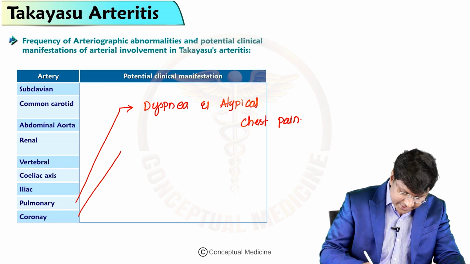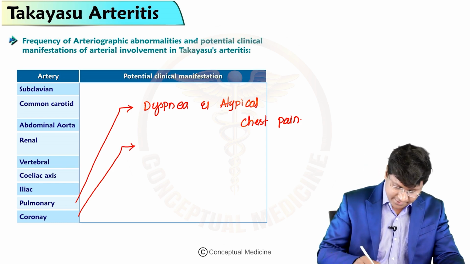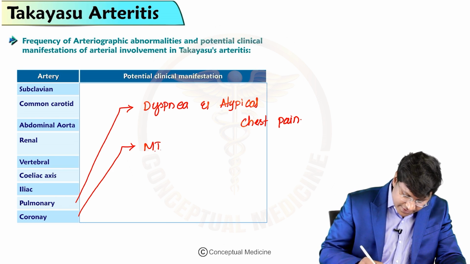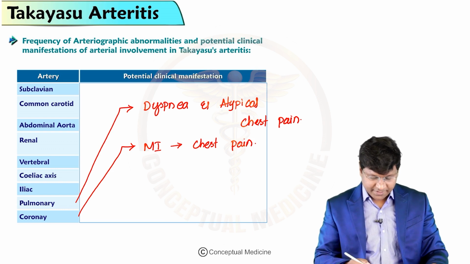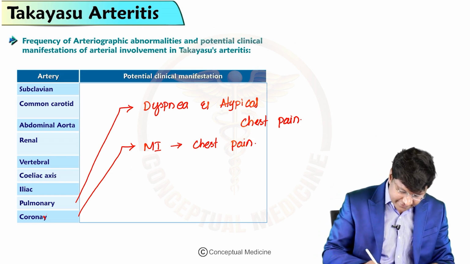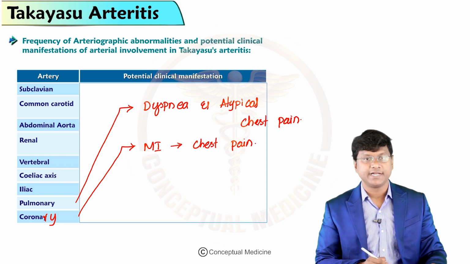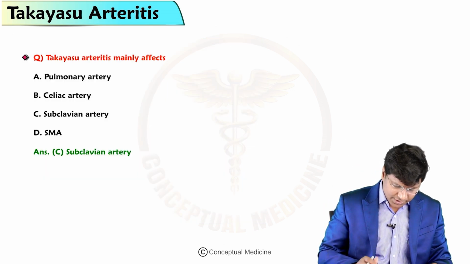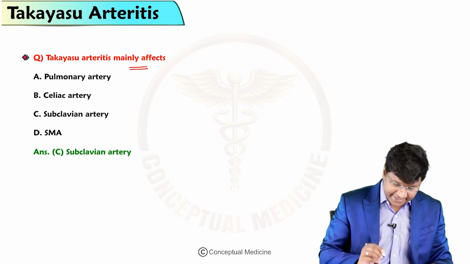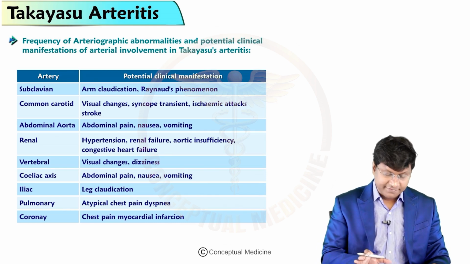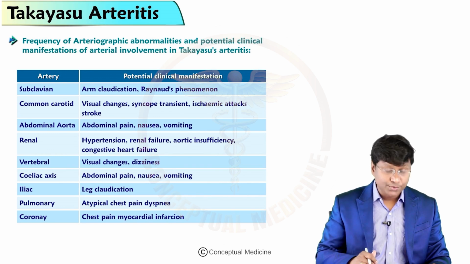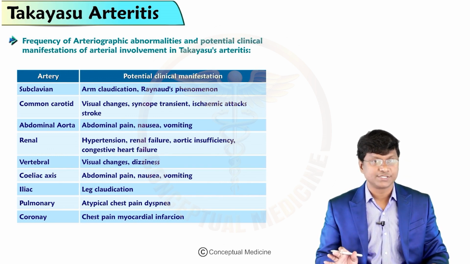Next, due to the involvement of the coronary artery, the individual will develop myocardial infarction, because of which the patient will present with chest pain. So this will be the manifestation due to the involvement of the coronary artery. So you see the question, Takayasu arteritis mainly affects the subclavian artery, and this is the summary of the clinical features in patients with Takayasu arteritis due to the involvement of the various vessels.